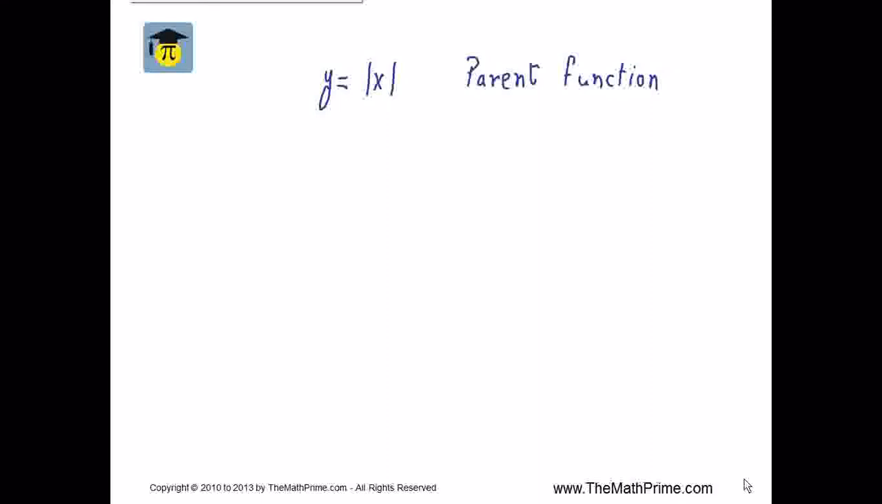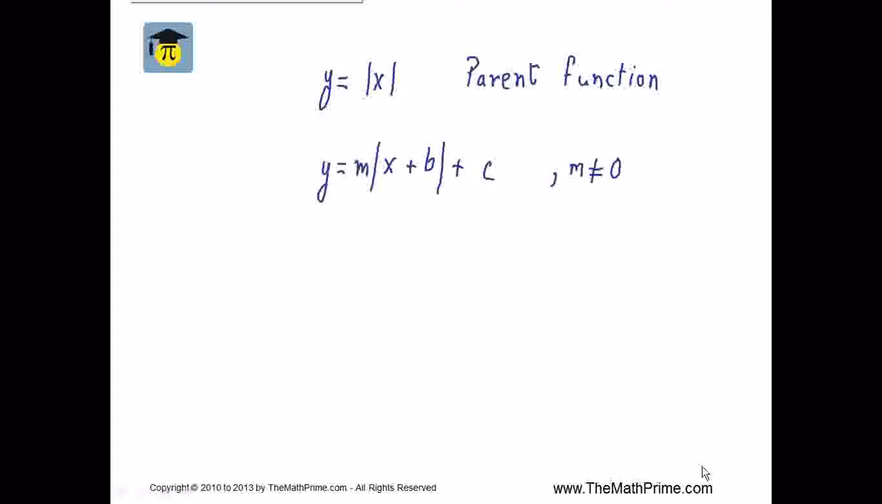Y is equal to absolute value of x. This is the most general form of the absolute value function, and the simplest form of the function is also often termed the parent function.